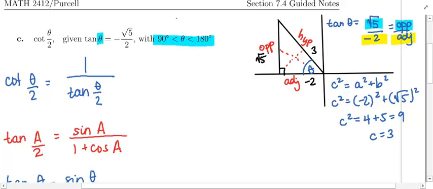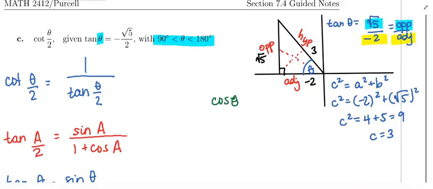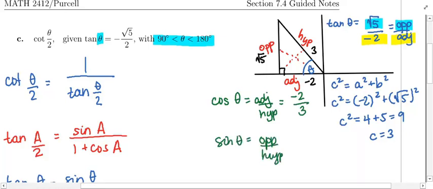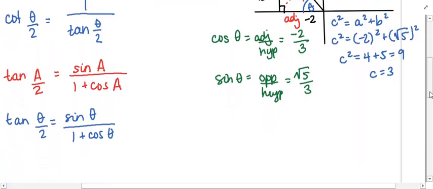Okay, so we can go ahead and write down from this that the cosine of theta, which is the adjacent over the hypotenuse. I have to make sure that this is clear. This is the cosine of theta, not theta over 2. Cosine of theta is going to be the adjacent over the hypotenuse. This is going to be negative 2 over 3. And then the sine of theta is the opposite over the hypotenuse. This is going to be square root of 5 over 3. These are the values we plug in to compute the tangent of theta over 2.